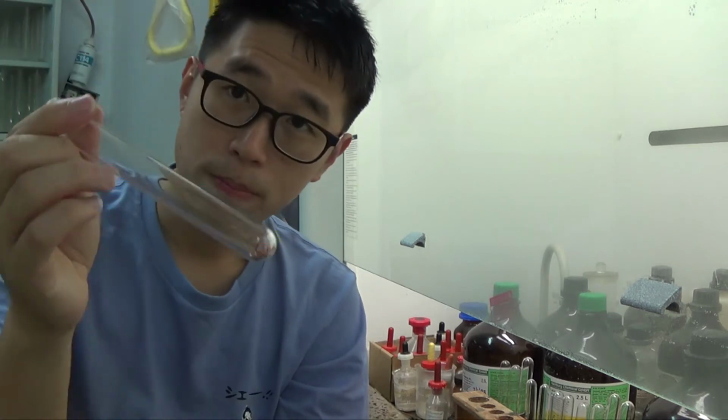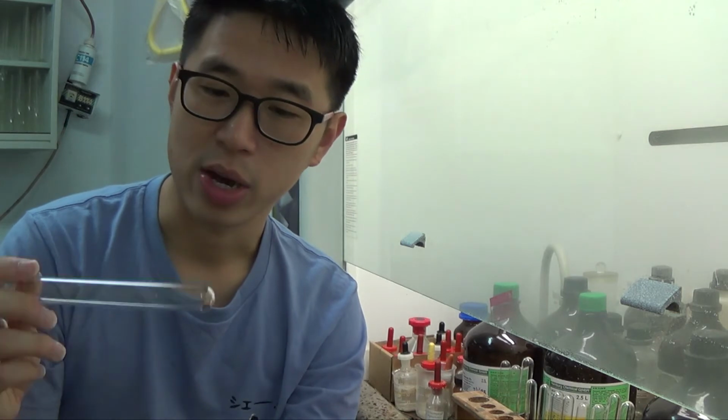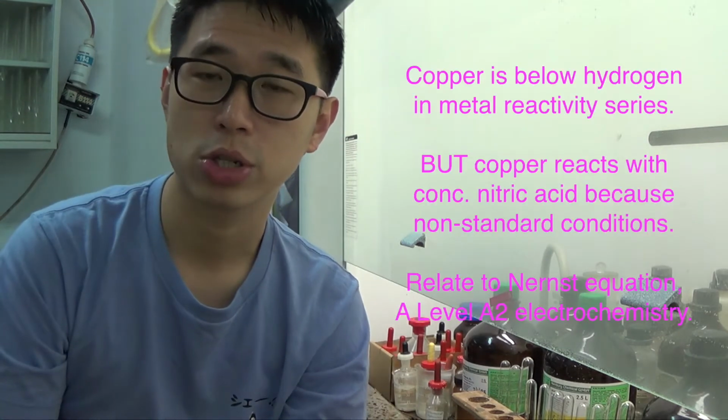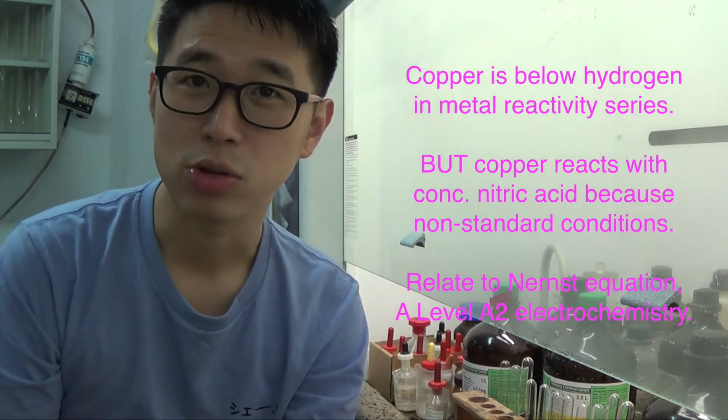Okay, so copper is also below hydrogen in the reactivity series that you have done in, I don't know, IGCSE or O-level chemistry. In fact, if you are an IGCSE or O-level student watching this video, you will have learned this as part of the metal reactivity series. Copper is below hydrogen in the reactivity series. Copper does not react with dilute acid.